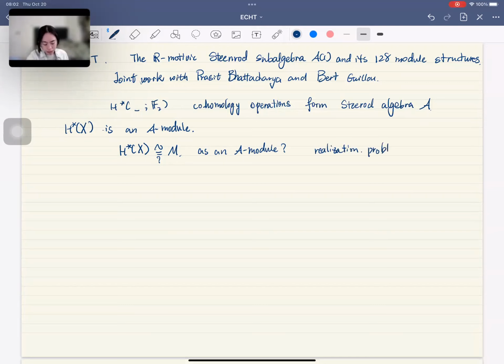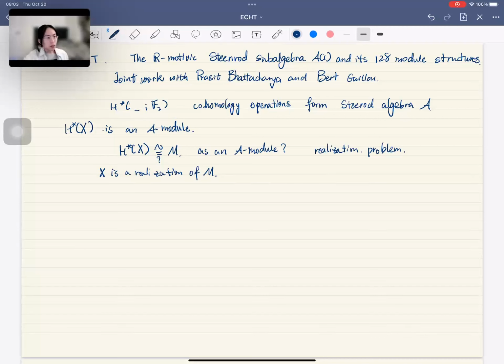I mention that because the terminology is, if this isomorphism happens, then we say that X is a realization of that. It is more convenient for us to start with a smaller Steenrod algebra, namely one generated by only Sq1 and Sq2, and talk about realizations of the subalgebra A(1).